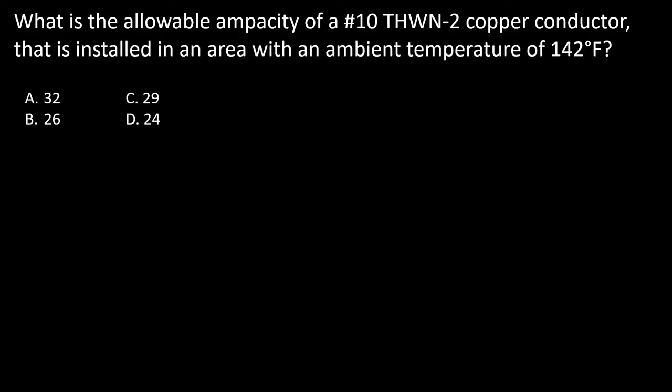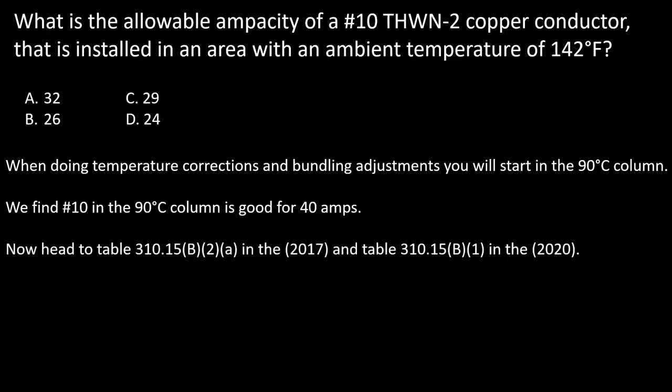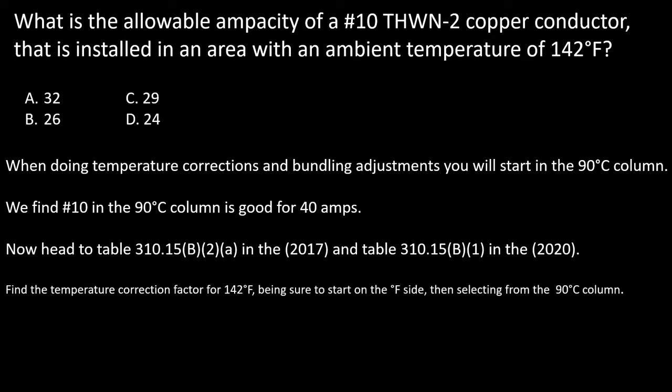What is the allowable ampacity of a number 10 THWN-2 copper conductor that's installed in an area with an ambient temperature of 142 degrees Fahrenheit? When we're doing temperature corrections and bundling adjustments, we're going to start in the 90° C column. We find that a number 10 in the copper 90° C column is good for 40 amps. Now we're going to head to tables 310.15 B2A in the 2017 and table 310.15 B1 in the 2020. Same table, new name. We're going to find the temperature correction factor. This is our temperature correction factor table.